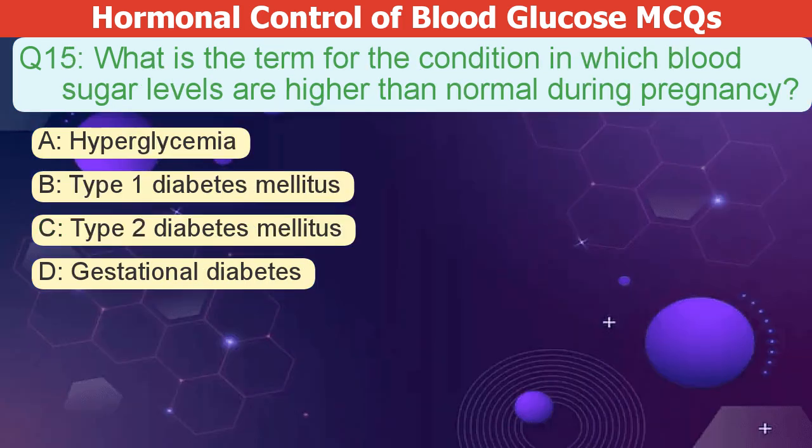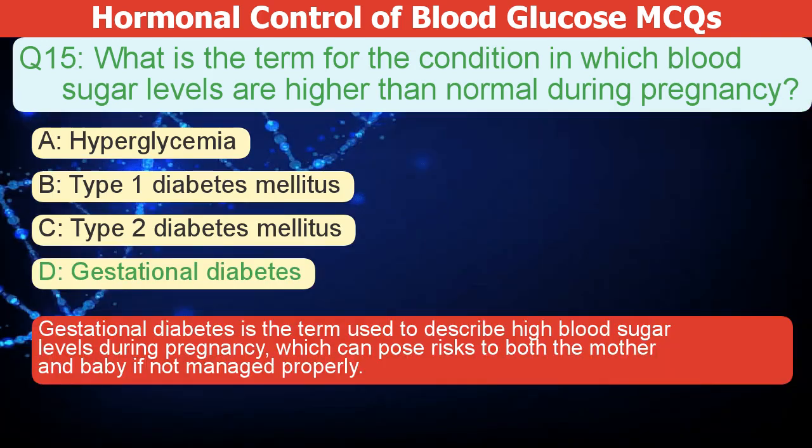What's the term for high blood sugar during pregnancy? A. Hyperglycemia. B. Type 1 diabetes mellitus. C. Type 2 diabetes mellitus. D. Gestational diabetes. The correct answer is D. Gestational diabetes is the term used to describe high blood sugar levels during pregnancy. It can pose risks to both the mother and baby if not managed properly.